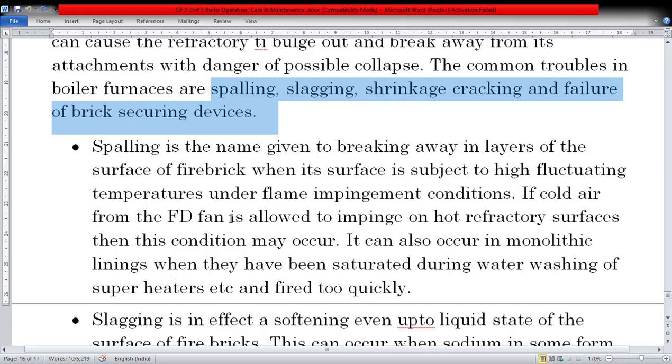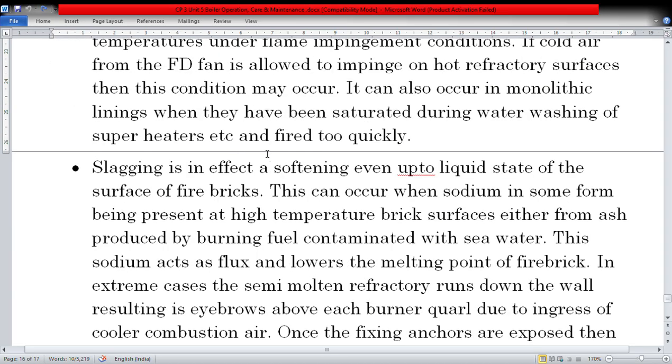Now what is spalling? Spalling is the name given to the breaking away in layers of the surface of the fire brick. Fire brick breaks up in layers when it is subjected to high fluctuating temperature under flame impingement condition. If cold air from the FD fan is allowed to impinge on hot refractory surfaces, then the condition may occur. It can also occur in monolithic linings when they have been saturated during water washing of the superheaters, etc., and fired too quickly.